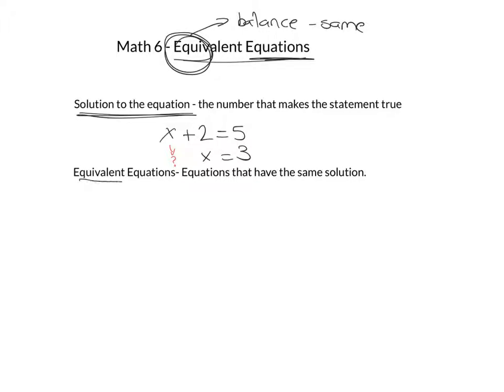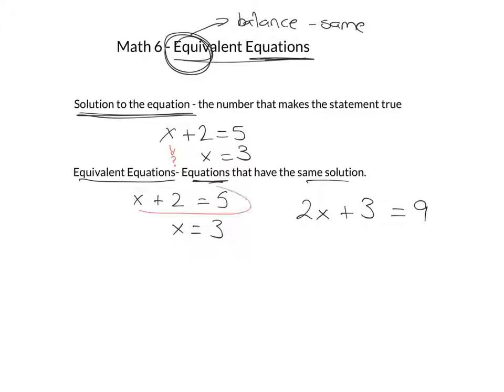An equation is considered equivalent if the equations, so we're talking about two equations, have the same solution. So if we take that equation, x plus 2 equals 5, and say the solution is x equals 3, let's have another one here. 2 times x plus 3 equals 9. The question is, are these two equations equivalent?